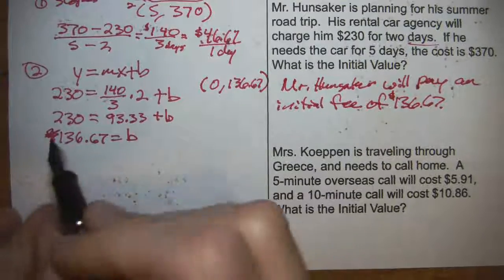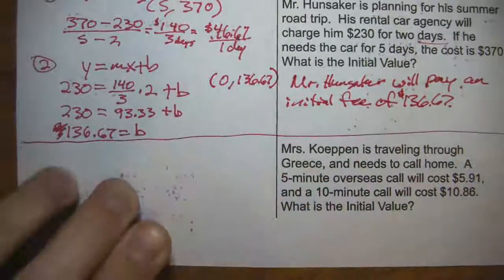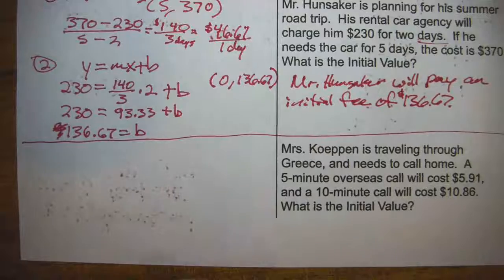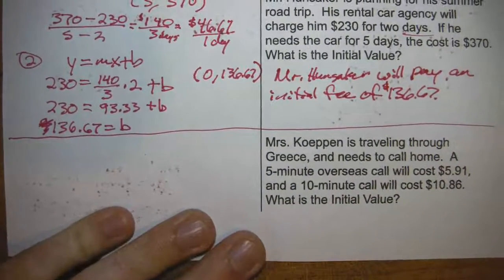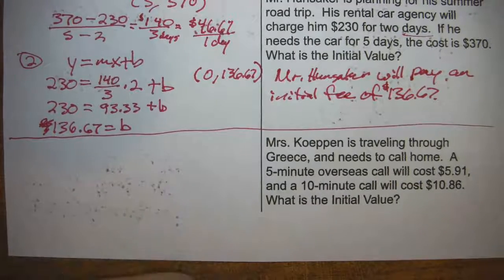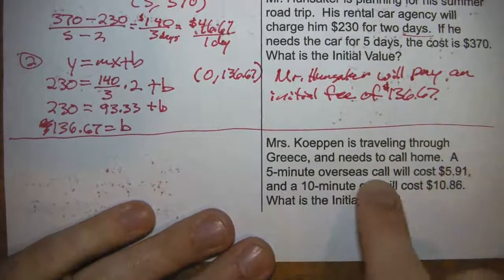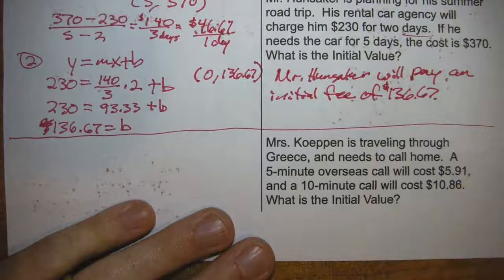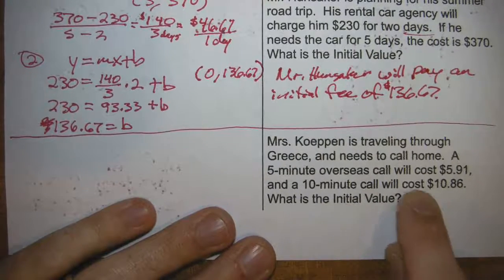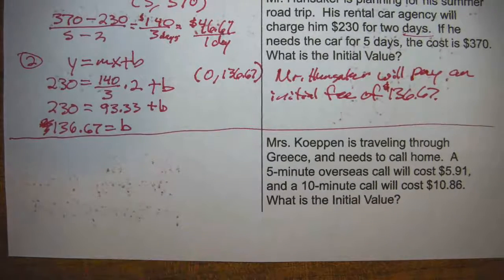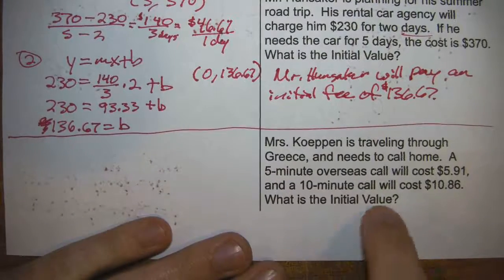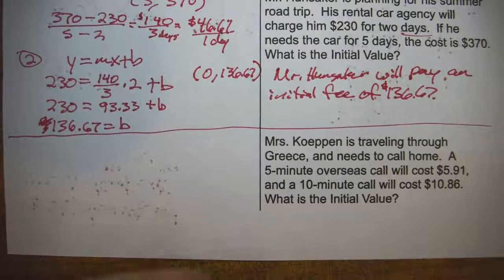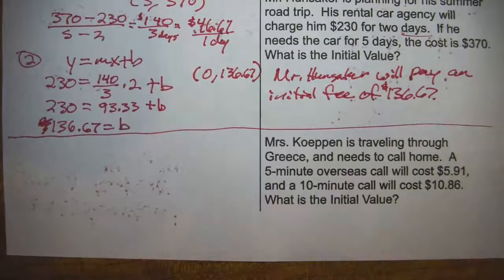All right, cool. Doesn't sound terrible. Doesn't sound great, but doesn't sound terrible. All right, so let's try one more. Miss Keppen, she's traveling through Greece, so she's on a holiday as well and needs to call home. Who doesn't? It says a 5-minute overseas call will cost her $5.91, and a 10-minute call will cost her $10.86. What is the initial value? So in other words, what's it going to cost her up front just to make the call, regardless of how long it is?